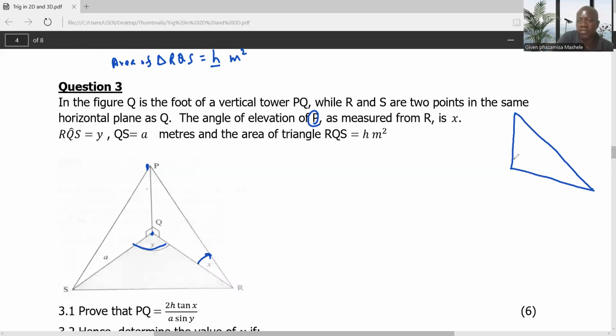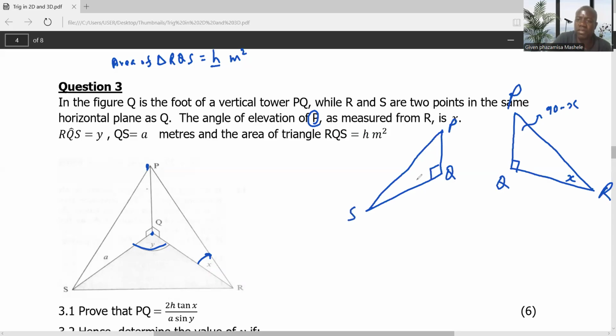Okay, there's an angle of 90 degrees. There's P, Q, and R. This angle here is X, which means this one is 90 minus X. Then the second one, we have this one. It's 90. P, Q, and S. Here is small letter A for the side. Okay, we only know the side in this triangle. Then the last one is this one.